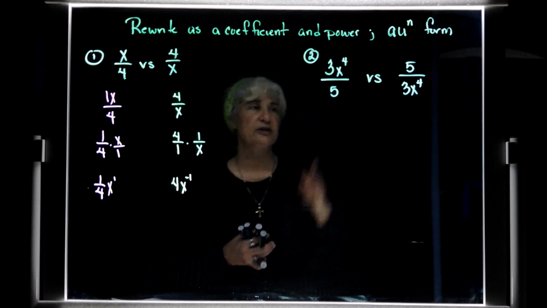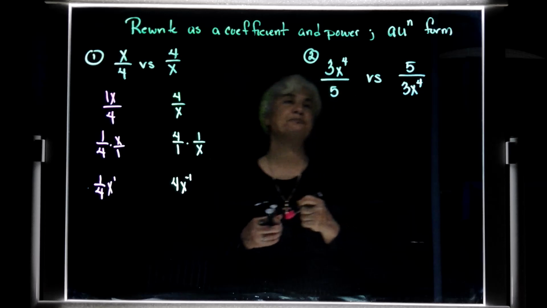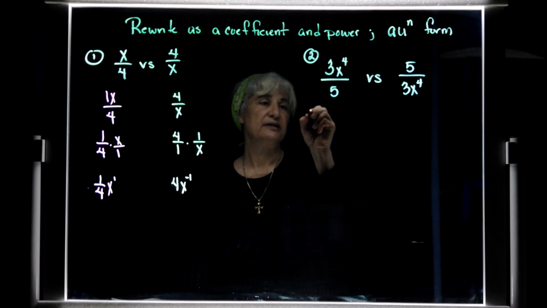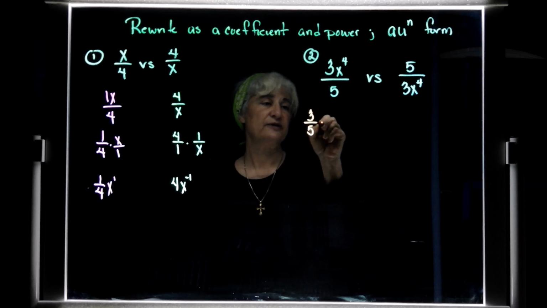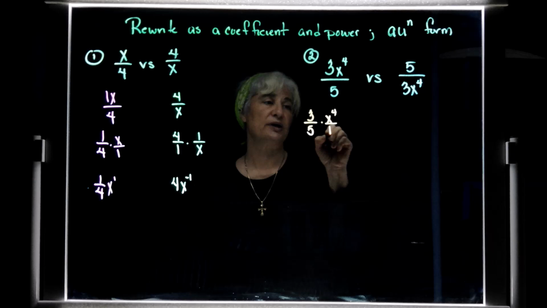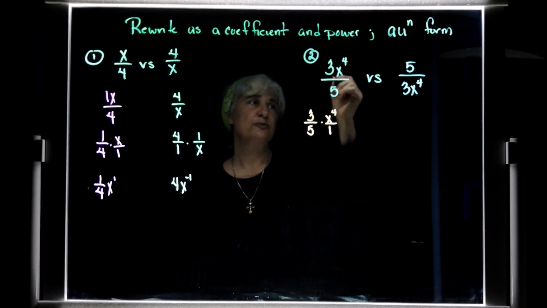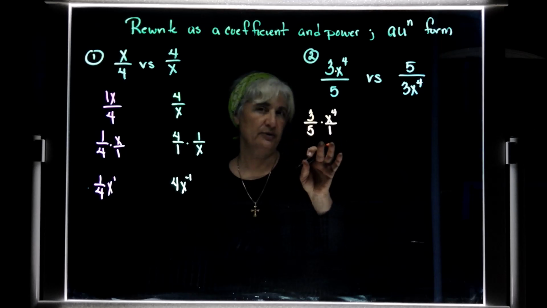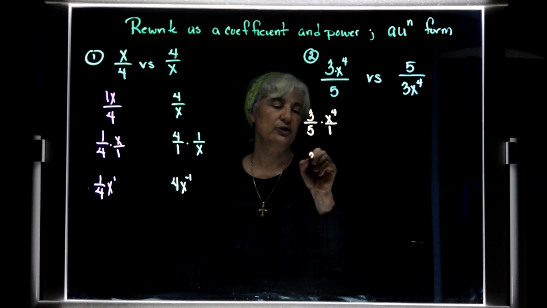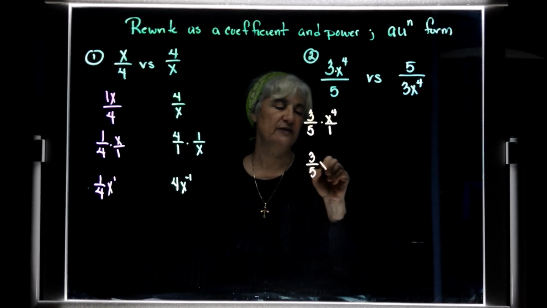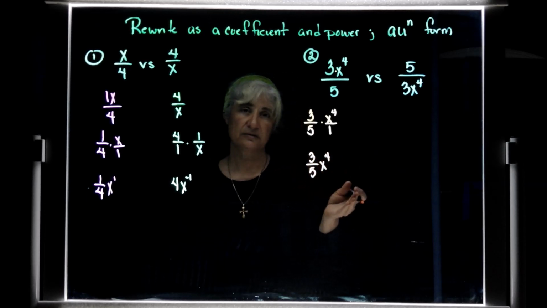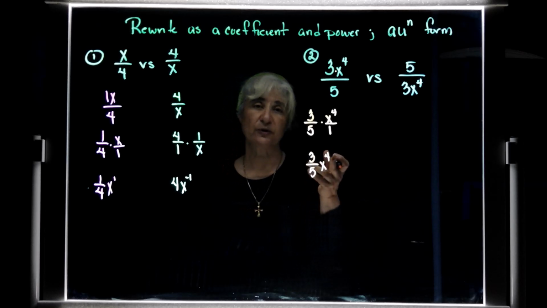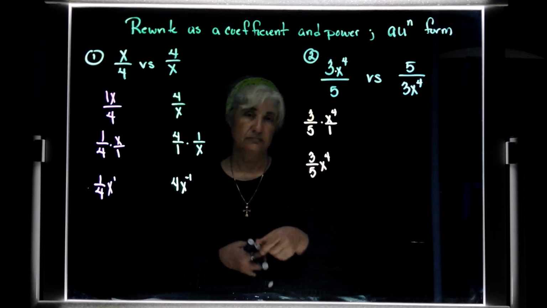How about number 2 over here? Let's look at this first part. This first part is basically 3 over 5 times x to the 4th over 1. Is it not? Because remember, multiplication lets me pull things separately, pull them apart. Are we okay with this? And so then couldn't it be rewritten as 3/5 times x to the 4th? So we have a coefficient of 3/5 with a positive 4 power on the x. Cool?